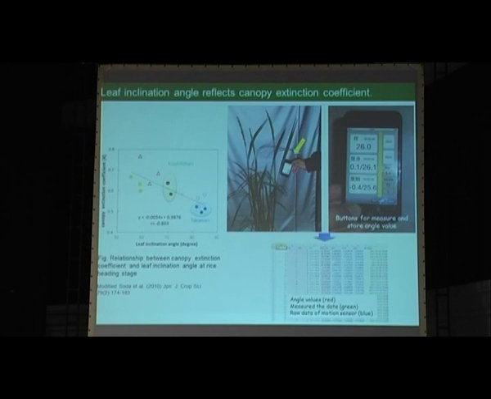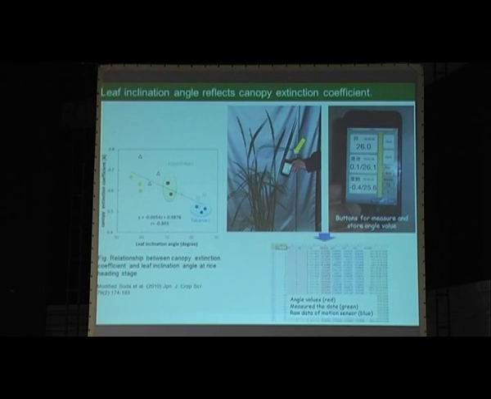Okay, the next trait is leaf inclination angle. Leaf inclination angle is one of the major factors for light interception characteristics. Since leaf inclination angle has been shown to be related to the canopy extinction coefficient, we tried to find QTL for leaf inclination angle. But it is laborious to measure the degree of the laminar joint in the field while keeping reliability. So we had to consider how to measure it quickly with confidence.